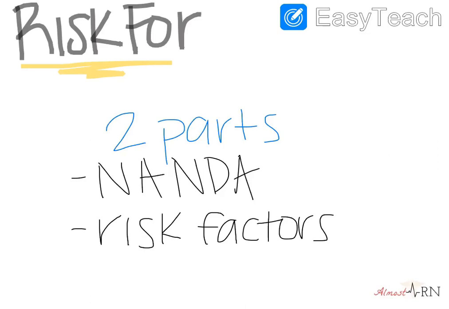So our next type of nursing diagnosis is a risk for diagnosis. And remember, this type of diagnosis does not have evidence. It's just something that is highly likely to happen. It has a high potential of happening. So there's two parts to this one. You have your NANDA nursing diagnosis, and then you have your risk factors. So there's only two parts because, like I said, you don't have any evidence.